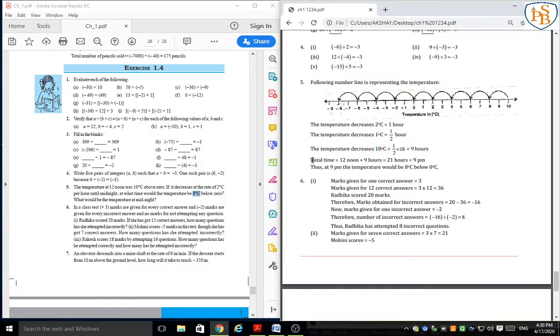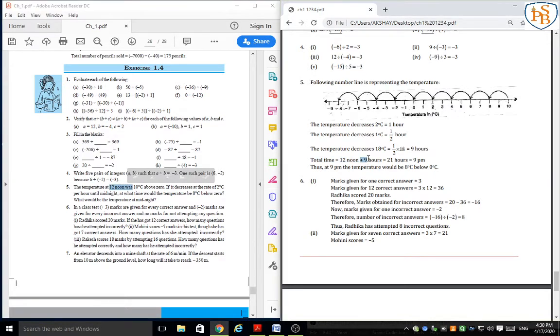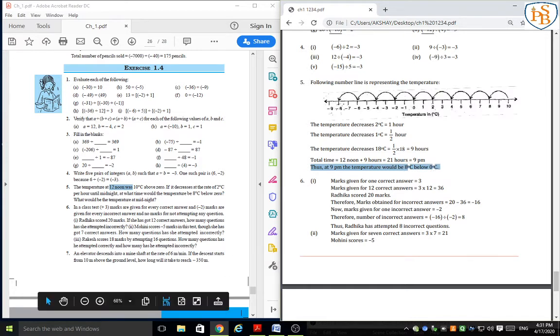So what will be the total time? 12 noon, because at 12 noon is the starting time, plus 9 hours, that means 21 hours, and in the 24 hour clock 21 shows 9 p.m. So thus at 9 p.m. the temperature would be 8 degrees Celsius below 0.